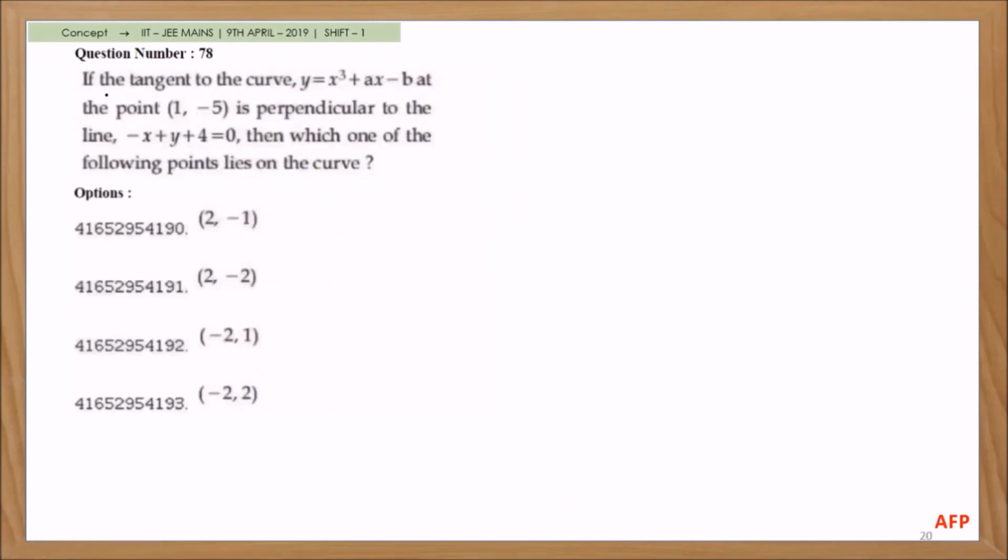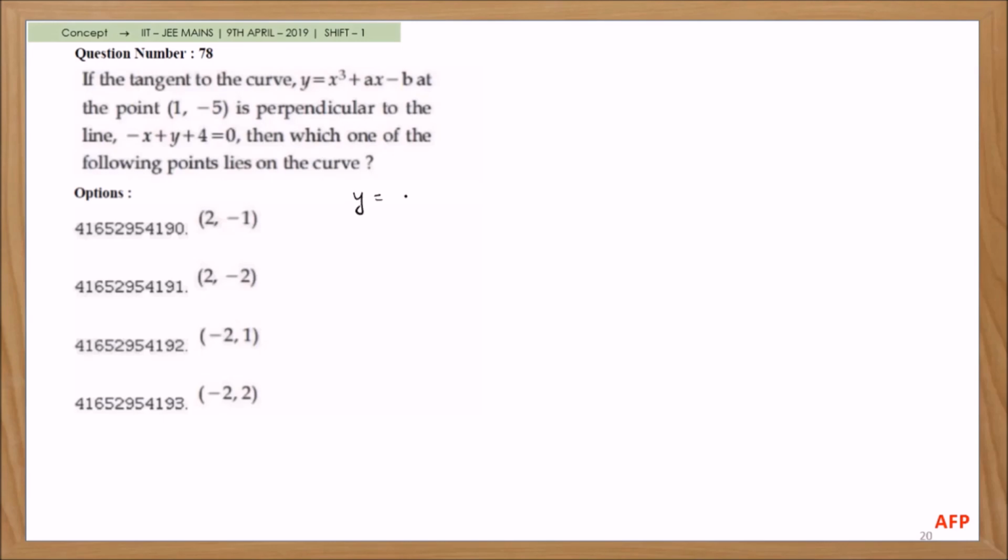Next problem. If the tangent to the curve at the point (1, -5) is perpendicular to the line, then which of the following points lie on the curve? So we are supposed to find the curve equation. So we are supposed to find a and b. Okay, so tangent you all know. So first we will find dy by dx.